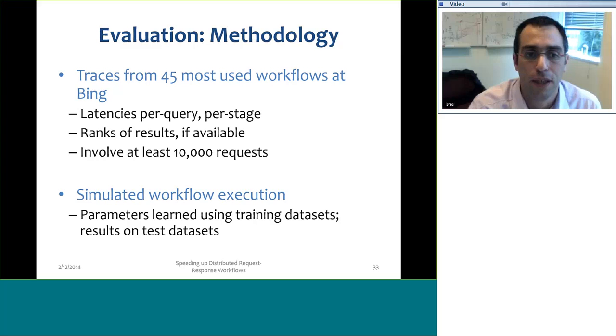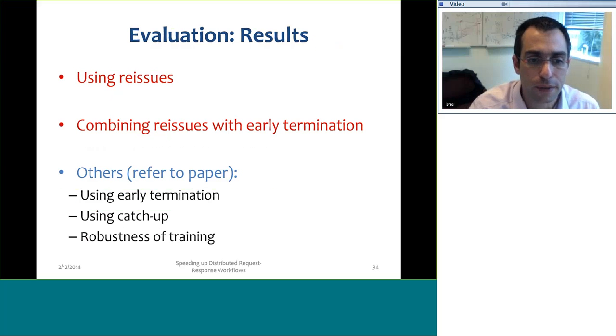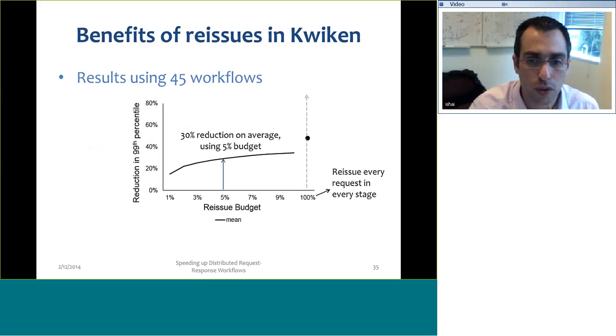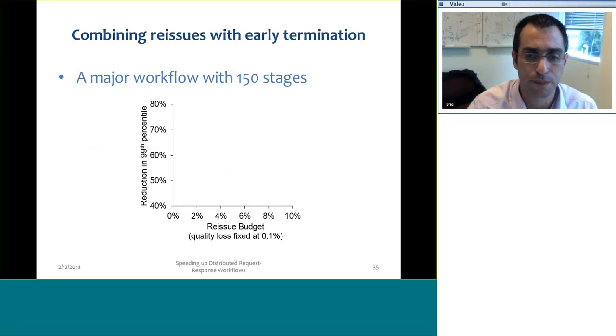Thanks. So just a few words about the simulations. For evaluation, we took the most used workflows at Bing, and this graph shows that with 5% of reissue budget, meaning 5% more extra machines, you can get up to 30% reduction in the 99th percentile of latency.